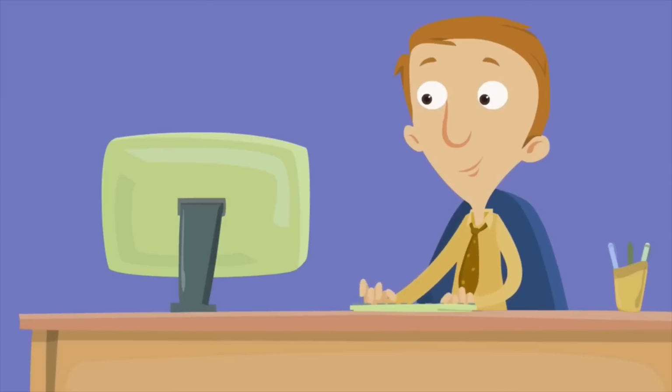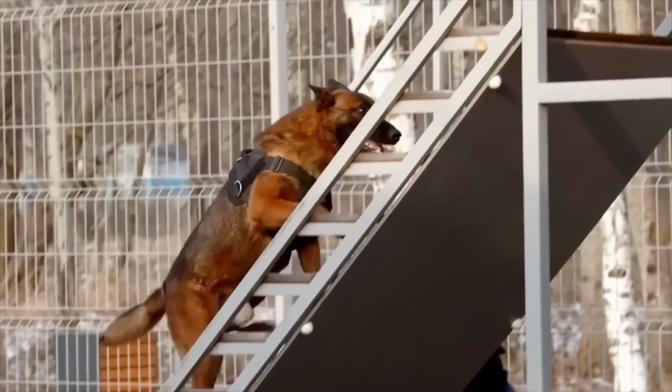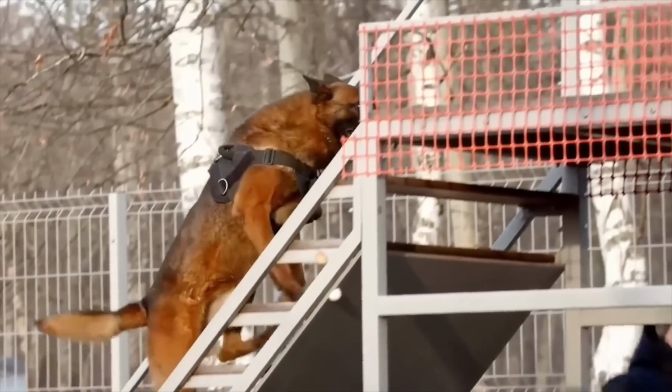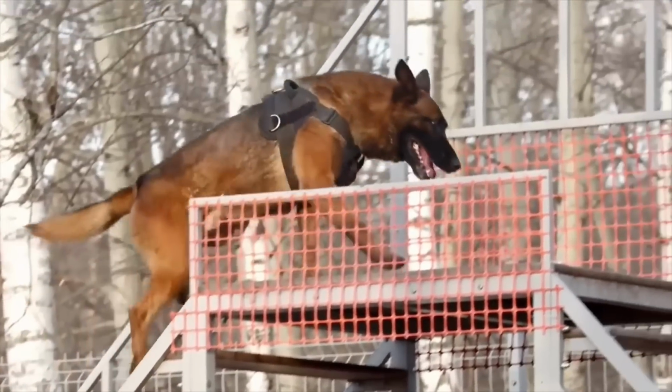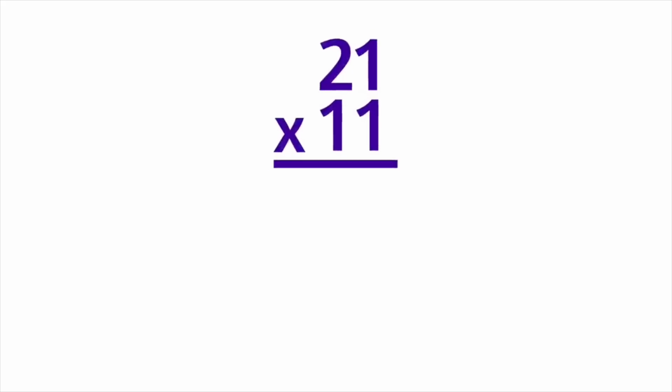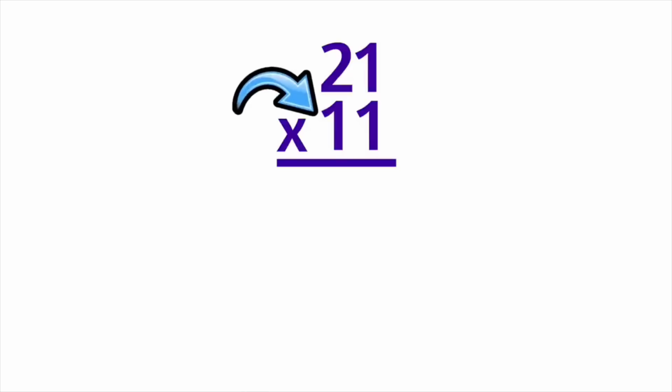Now you know everything you need to multiply 2 double-digit numbers. We'll take it one step at a time, and you'll see it's not as tricky as it looks. Let's start with 21 times 11. We write 21 on top and 11 right below it, lining it up by place value. And we're ready to go. Now, for the first steps, we aren't going to use this digit down here in the tens place. We'll need it later, but we'll have to wait.